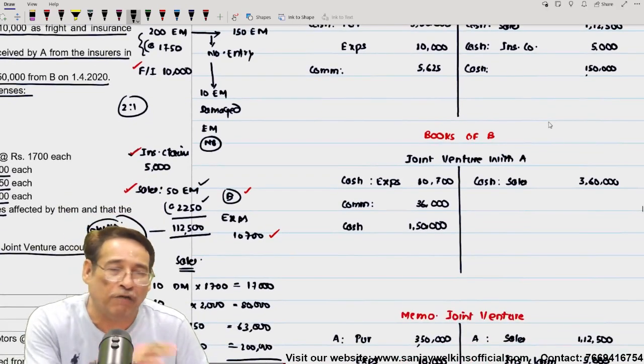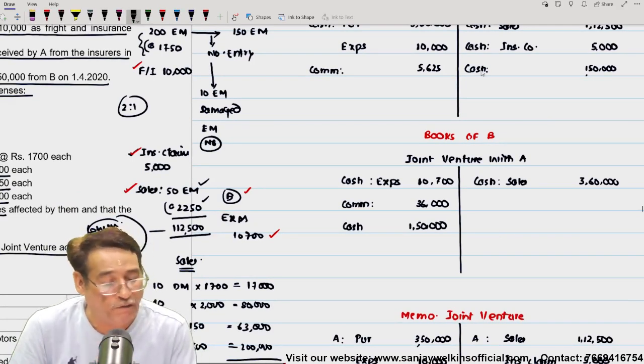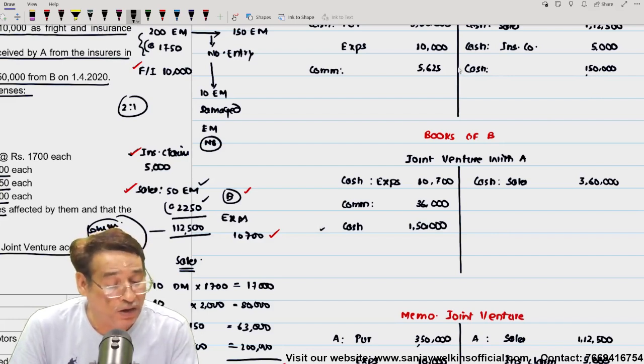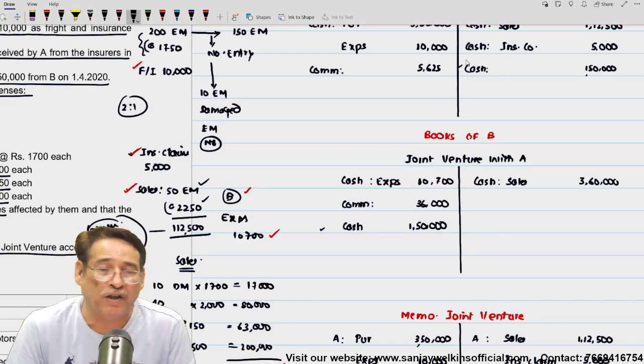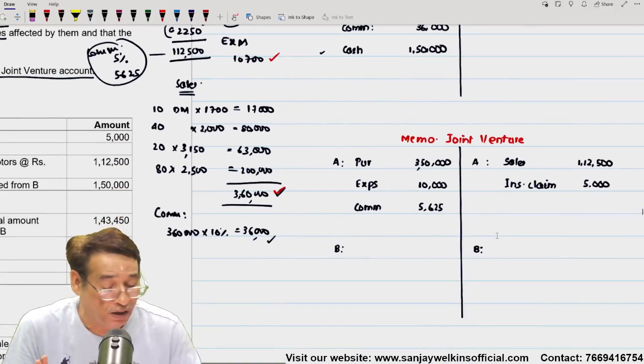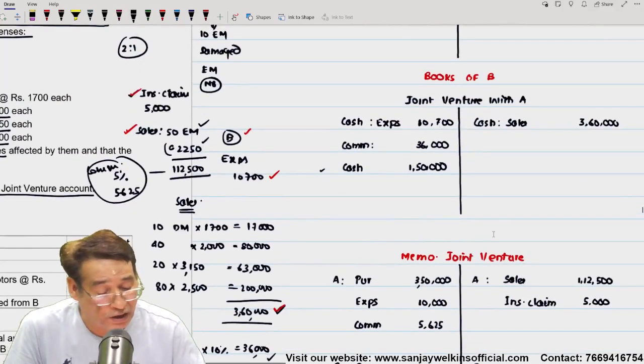When a transaction appears in both the sets, for example, when A received cash from B, this transaction is appearing here also, and this transaction is appearing here also. So such a transaction, because it is contradicting, correct? This transaction will not appear in the memorandum joint venture account. And that is the reason I haven't written here by cash. Is it clear? Now similarly, we will pull out all the transactions of B. As far as B is concerned, his expenses are 10,700.